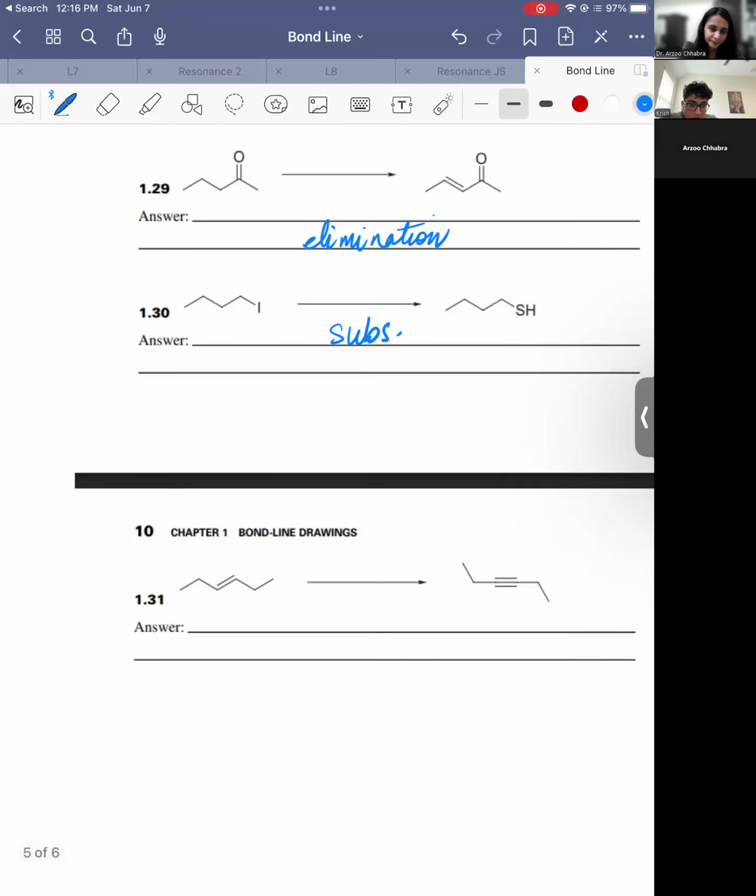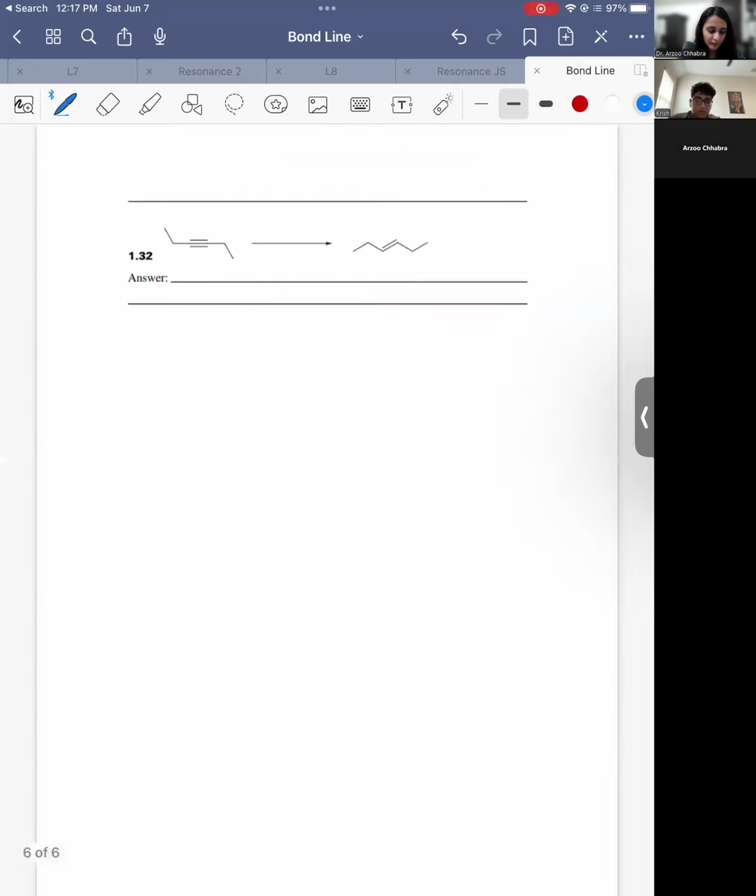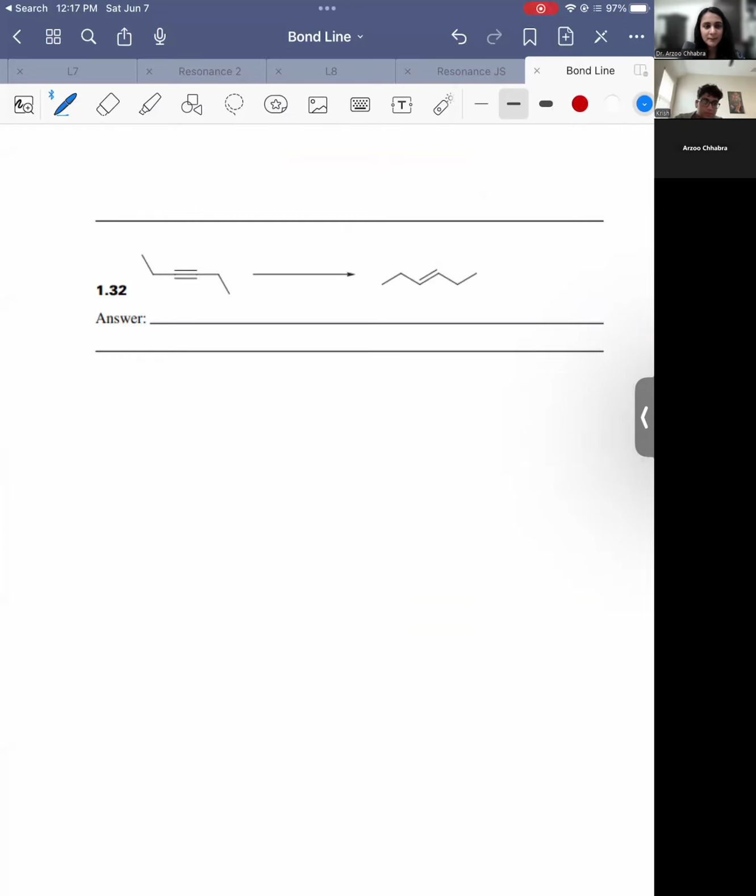The last one is again, now you're forming a triple bond, so elimination. Elimination, that's correct. Okay, perfect. What is this then? This one will be the reverse, which is addition. That's right. This is more like an addition reaction.